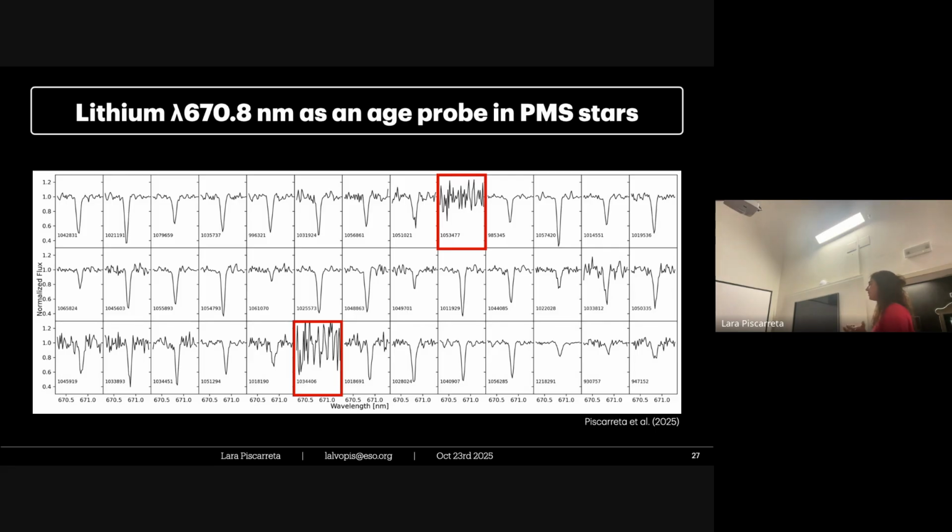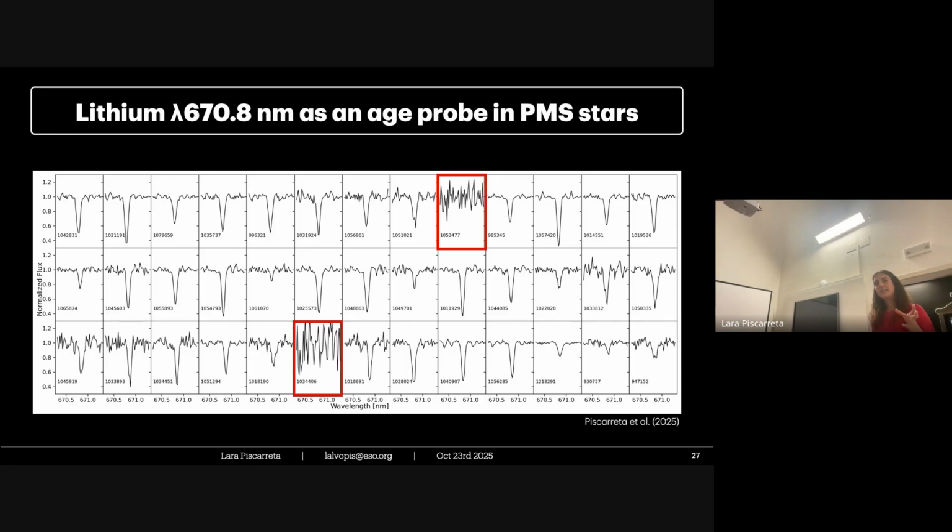In fact, we cannot even run FRAPPE on it, because if we don't have photospheric features, we cannot characterize the photosphere. For this other one, unfortunately, the signal-to-noise ratio is quite low. So it doesn't mean that these 2 don't have lithium. It's just that we don't detect it.